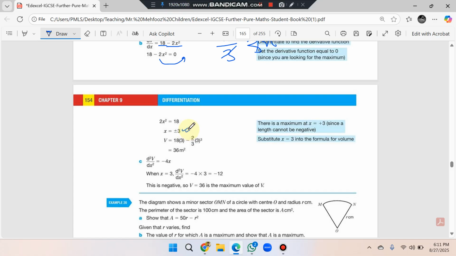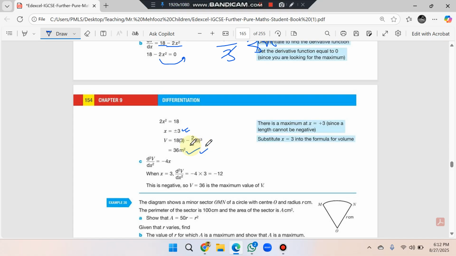Now these are the values of x. We just put these values into the formula of volume. So what is the formula of volume? That is V is equal to 18x minus 2 over 3 x cube. So it will become 18 multiplied by 3 minus 2 over 3 into 3 raised to the power 3. So your answer will be 36 m square, right?